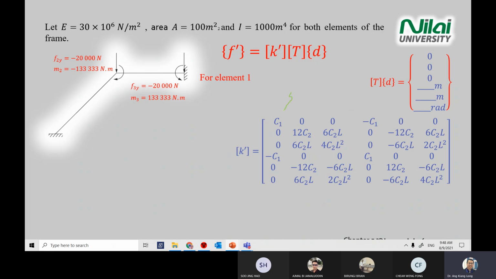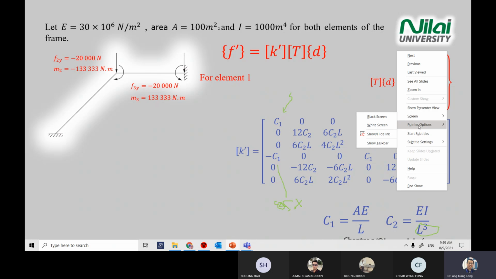Again, be careful with calculation. Always double check your products, because C1 equals AE divided by L, and C2 equals EI divided by L cubed. These are the areas where students make mistakes. They sometimes forget that in C2 it is L to the power of 3. And sometimes students get confused and put C as cos. Be careful, it's not cos, it means something else. C1 is AE divided by L, C2 is EI divided by L cubed. Just take note of that.